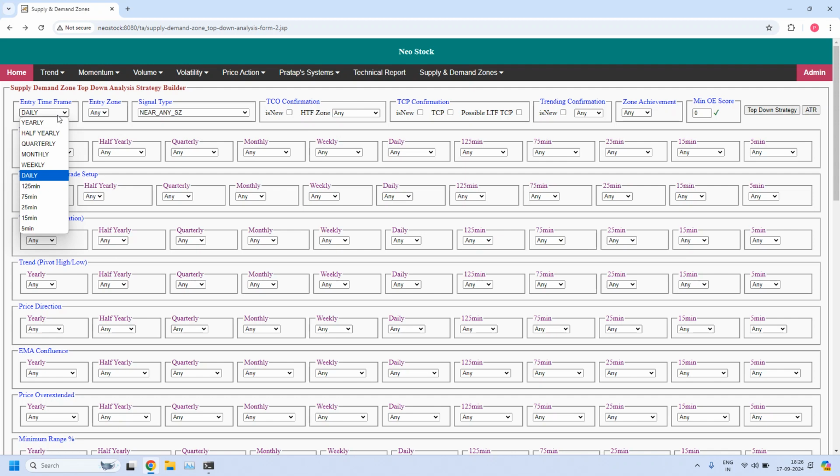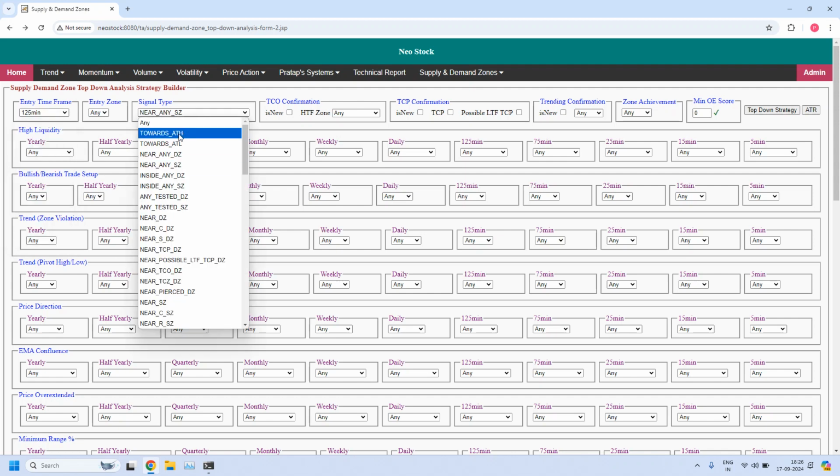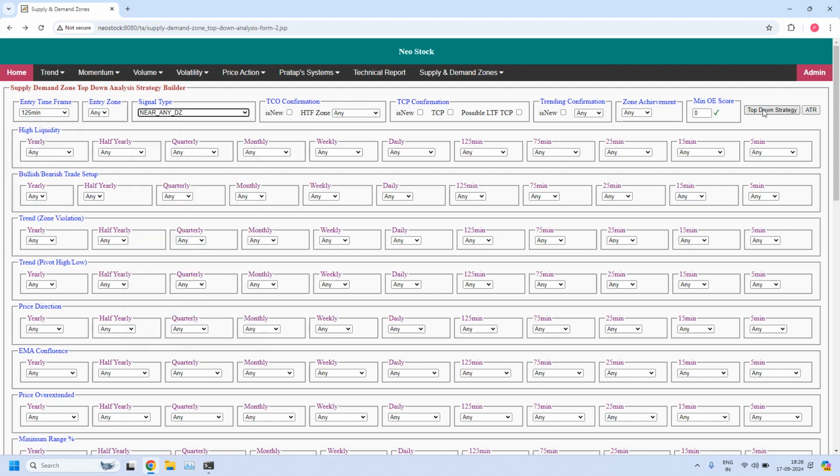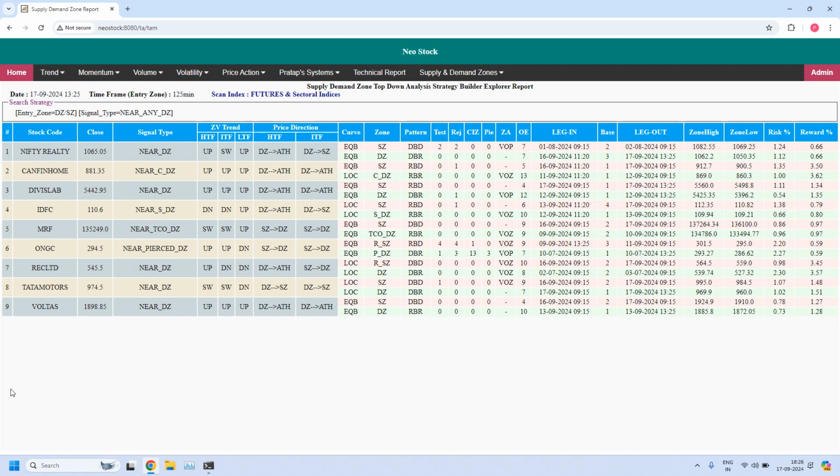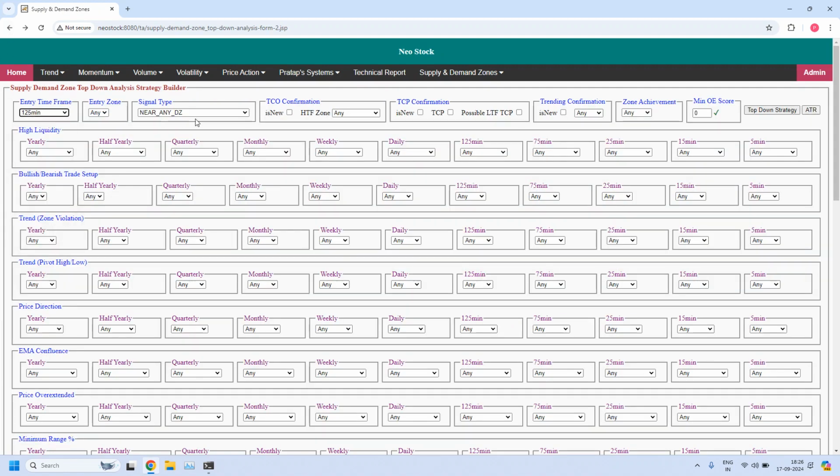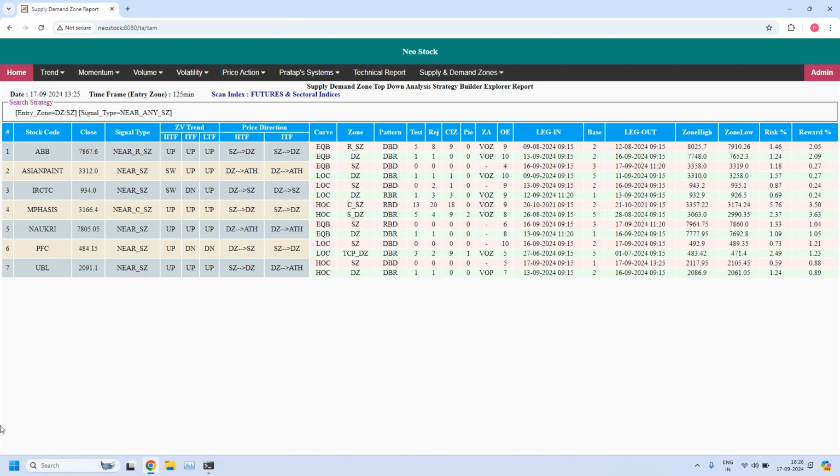Next time frame is 125 minutes. Let us find the stocks near the 125 minutes demand zone. 9 stocks are filtered. Next, for the 125 minutes time frame, let us find the stocks near the 125 minutes supply zone. 7 stocks are filtered.